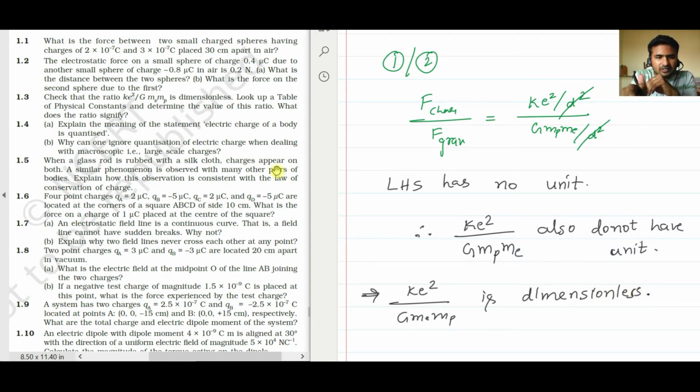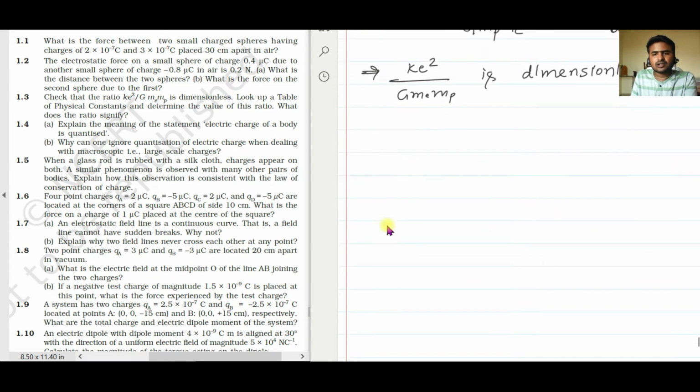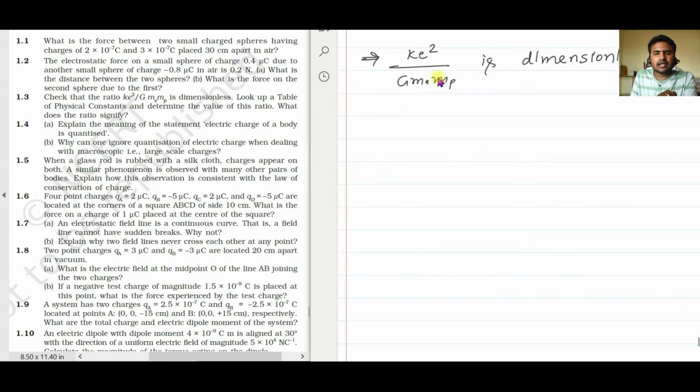And what is the second part of the question? They're asking, look up a table of physical constants and determine the value of the ratio. What does this ratio signify? This ratio signifies the ratio of electrostatic force between these two particles to the gravitational force between these two particles. That is what it signifies. And now we will have to substitute all the values and find out how much that ratio is.